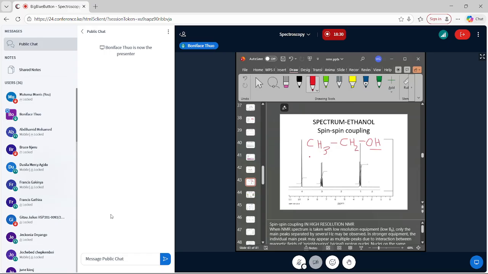However, we know that ethanol has a CH3, which will be the most shielded. So we expect that this peak, okay, the main chemical environment here, is due to CH3, the methyl protons. Okay? And we expect this to be due to the methylene protons. Okay? The CH2.